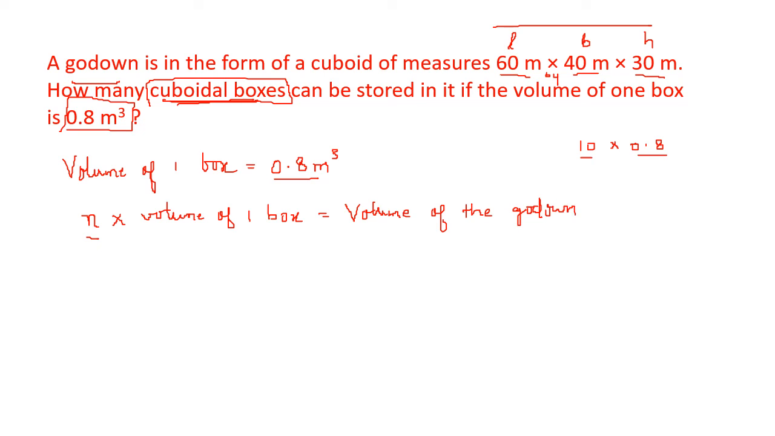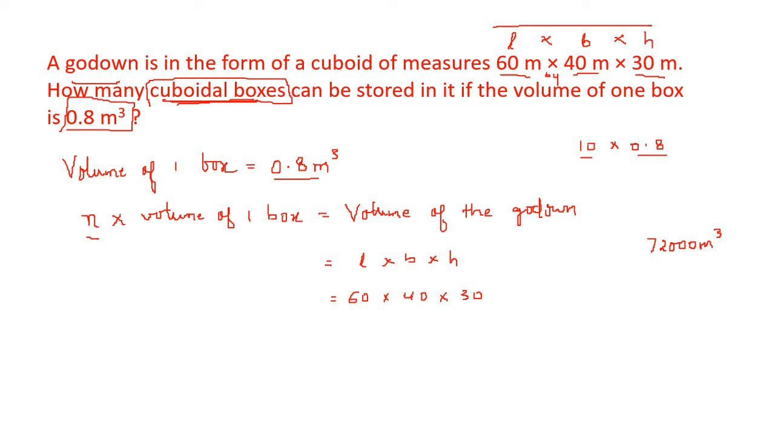You have got a huge godown which has got a very large volume. I can find out the volume. How can you find the volume? Length into breadth into height. So the volume of the godown is L into B into H, that is 60 into 40 into 30. 6 4s are 24, 24 3s are 72. So the volume of the godown is 72,000 meter cube.